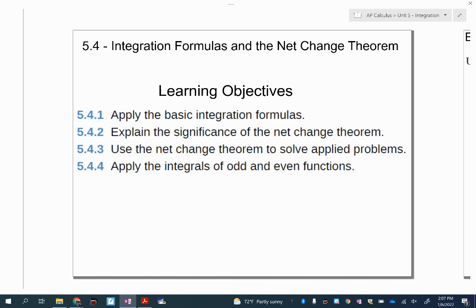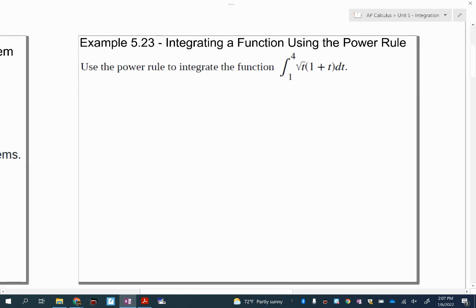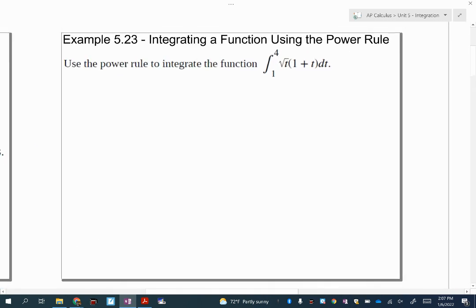Okay, so let's start with this question here, where I'm going to use my understanding of calculus from the first semester to help me integrate this definite integral from 1 to 4 of the square root of t times 1 plus t, dt. Again, dt is that dummy variable. First, I'm going to rewrite the square root of t as t to the 1/2 power. So this is going to be t to the 1/2 power times 1 plus t.